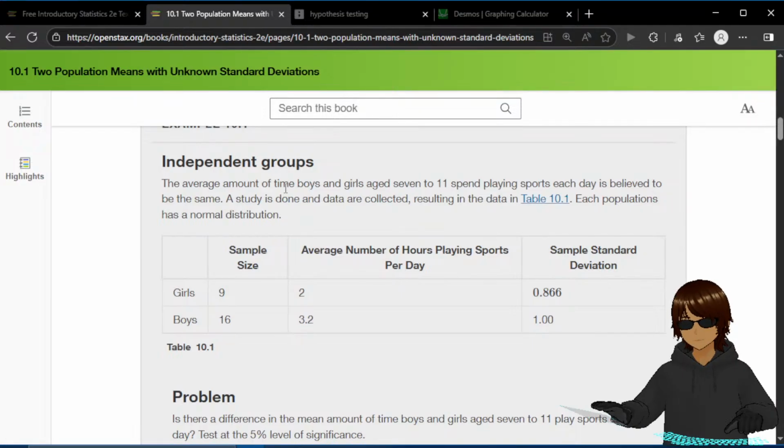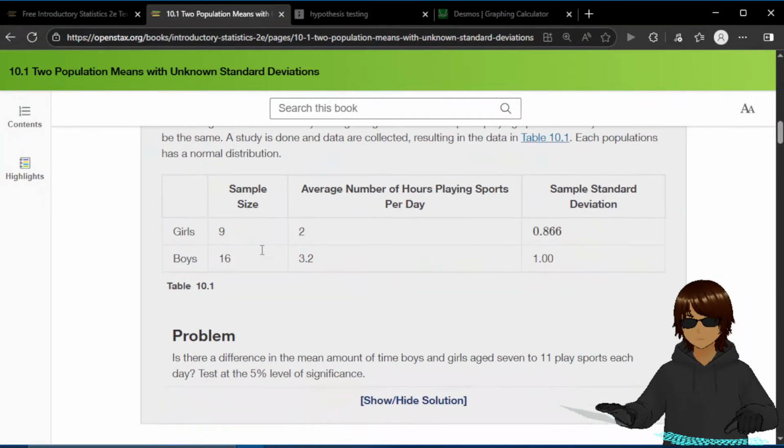The average amount of time boys and girls aged 7 to 11 spend playing sports each day is believed to be the same. A study is done and data are collected, resulting in the data in table 10.1. Each population has a normal distribution. Girl sample size, boy sample size 16. Sample standard deviation 0.866, 1. Average number of hours playing sports per day.